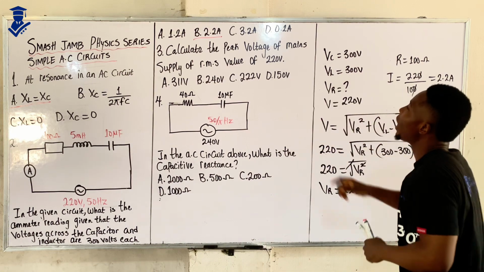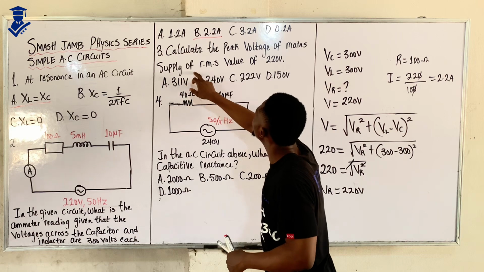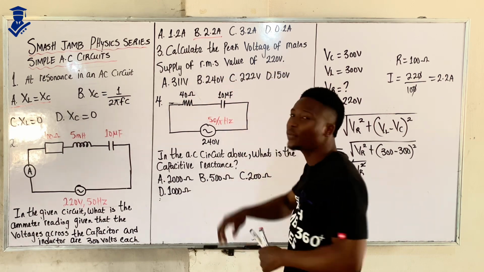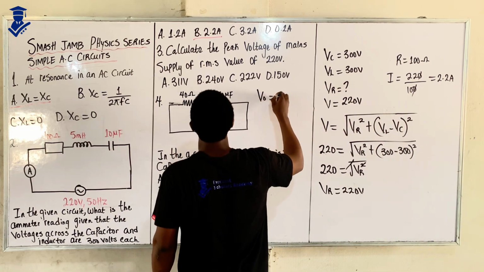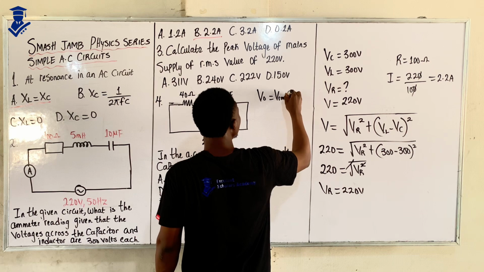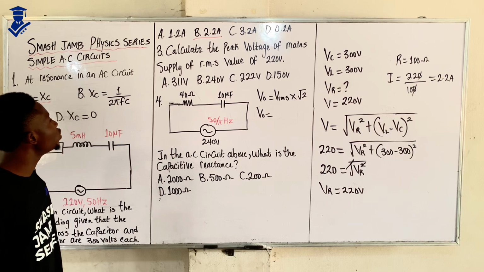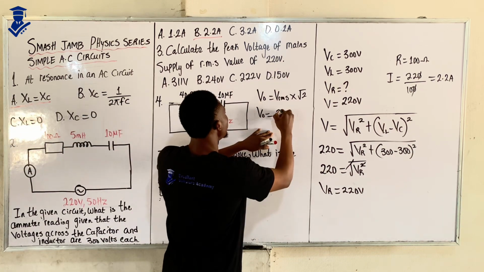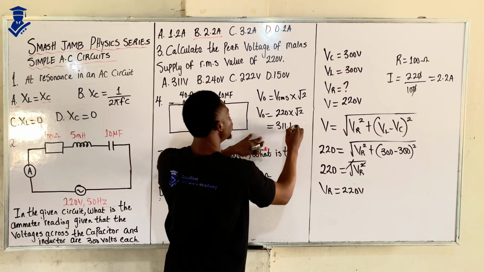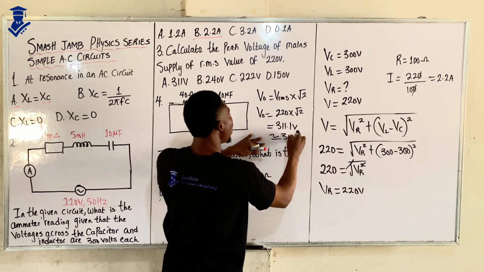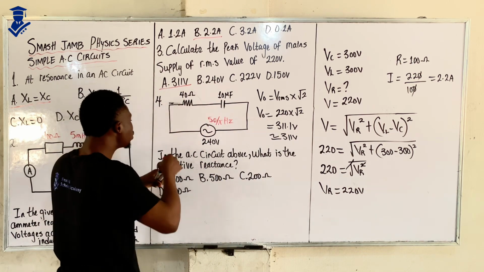Now the next question, number 3, says calculate the peak voltage of the mains supply of RMS value of 220 volts. Now, how do we do that? Just know that peak voltage is equal to VRMS multiplied by root 2. So our V naught, which is our peak voltage, is going to be 220 times root 2. This is going to give us 311.1 volts, which is approximately 311 volts, which is option A.